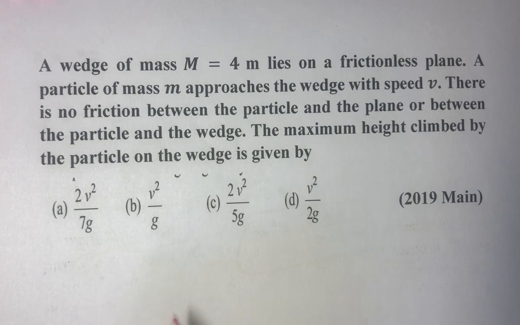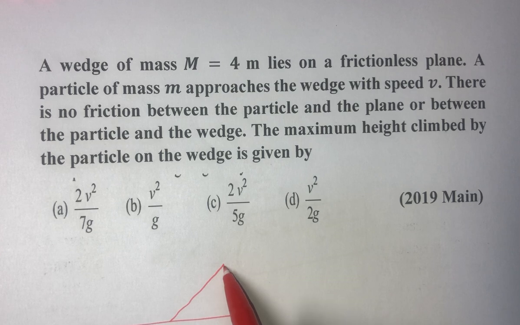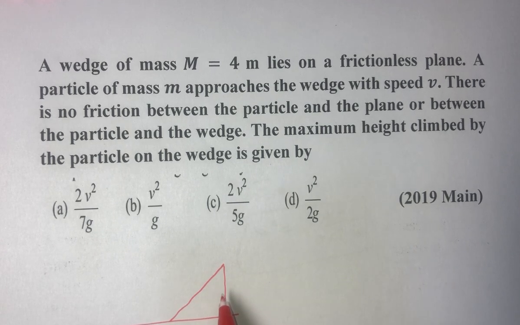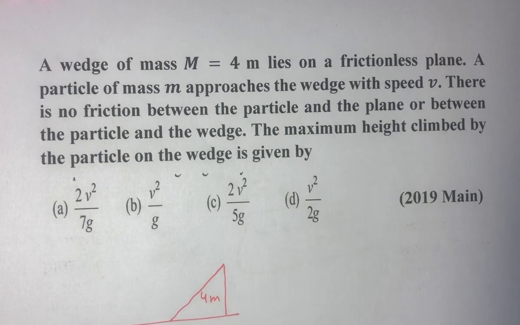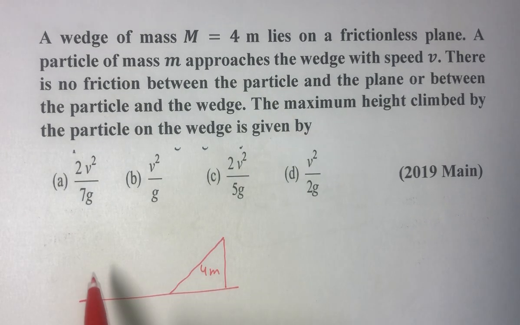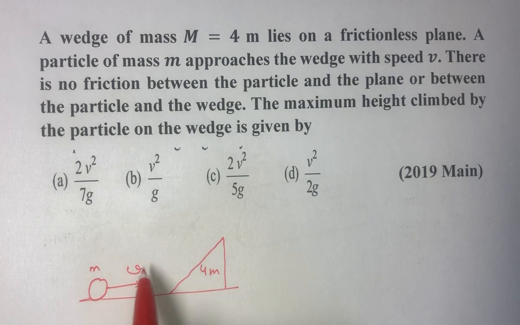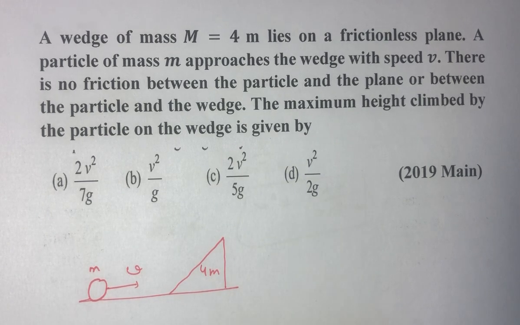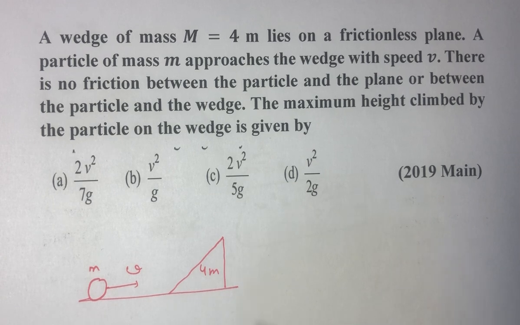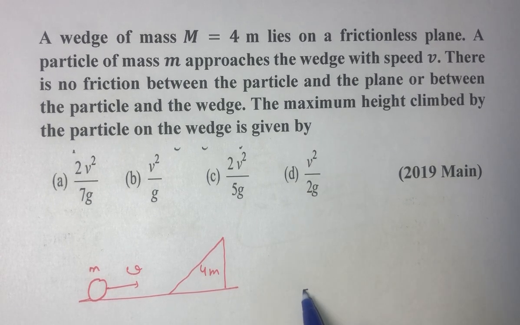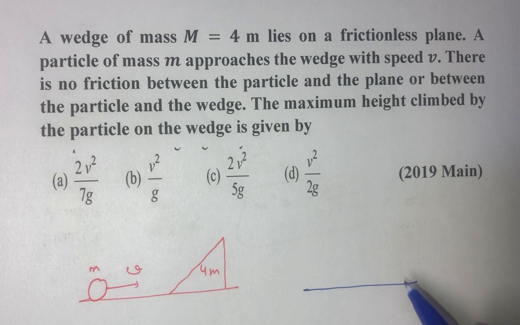So we have a wedge like this whose mass is given as 4m, and there is a particle of mass m which approaches this wedge with the speed that is given as v. So as such there is no friction anywhere, so therefore we can say that this particle is going to climb up the inclined plane.